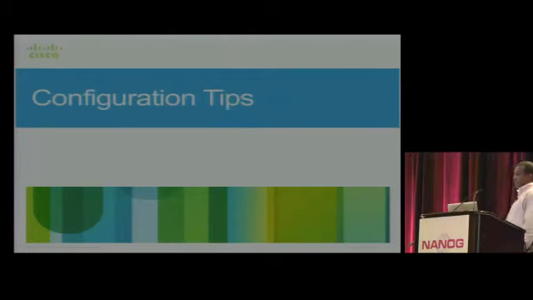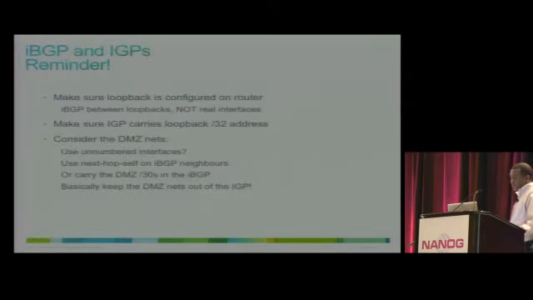So here we will discuss some configuration tips and summarize some of the discussions we had with respect to configuration. It's very important that we use loopback IP addresses for IBGP peering. Also use the loopback IP address as the next hop using next-hop-self, instead of using the directly connected interface IP address as the next hop, which is the default behavior.